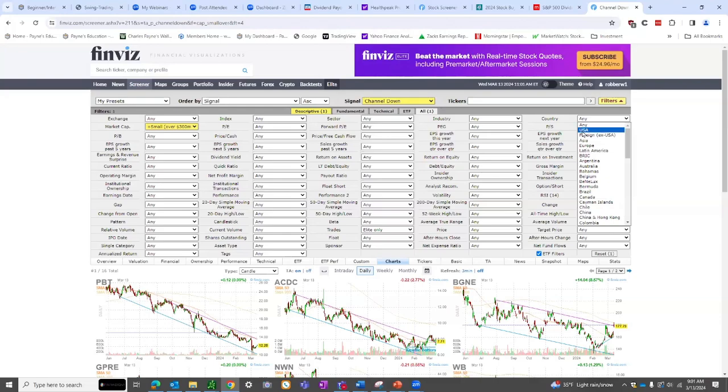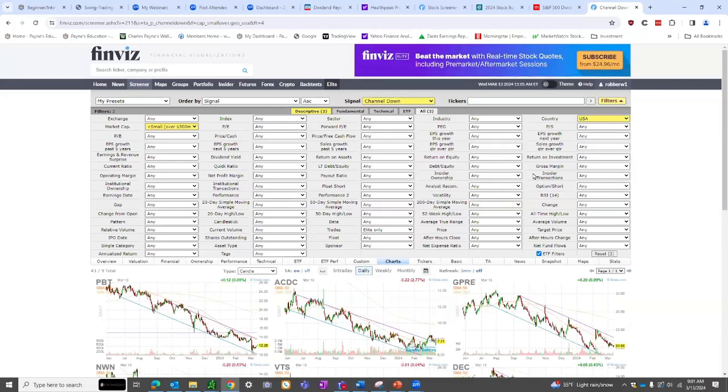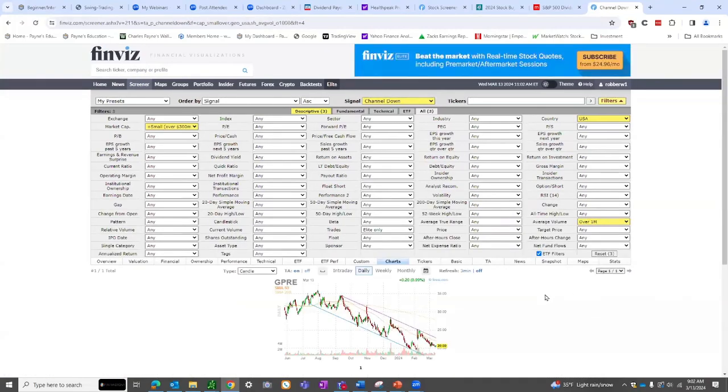I usually like to look in the US here, but nothing wrong with foreign. Let's find our volume, average volume. Where'd that go? There's average volume over here on the right. So average volume, let's say over 1 million. Okay, wow, we've only got one. Is that really it? So that's all the screener found when we're looking for channel down specifically. Okay, is this GPRE?